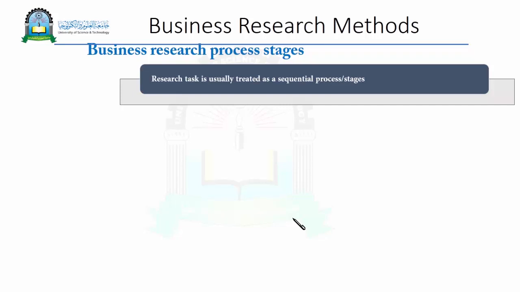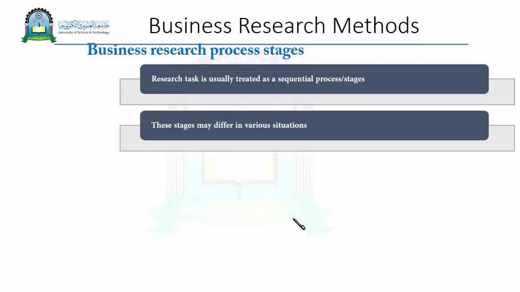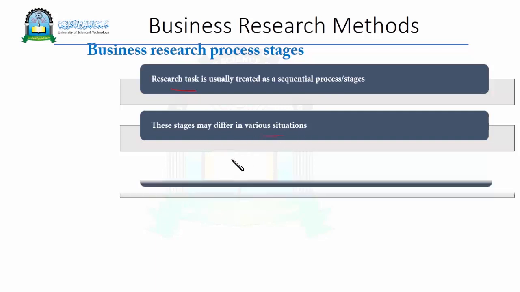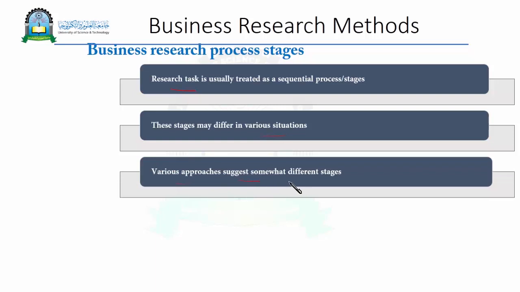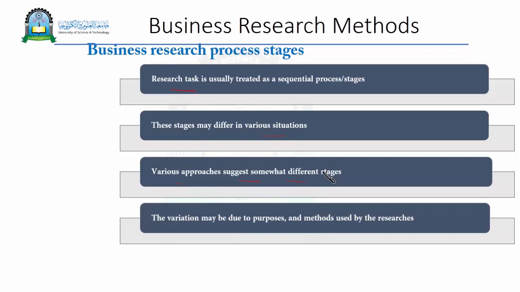So the business research process stages, which we are going to discuss today: the research task is usually treated as sequential process stages. That means a step after another, and these steps must be sequential. I cannot do one unless it is dependent on the previous one. These stages may differ in various situations, and the various approaches suggest somewhat different stages. The variation may be due to purposes and methods used by the researcher, but it must be sequential, as we have just talked about.